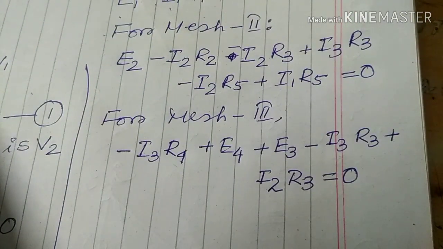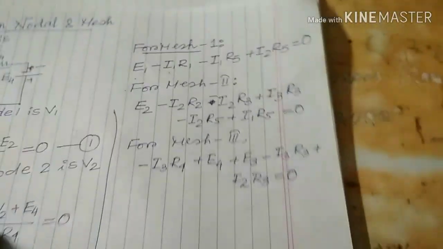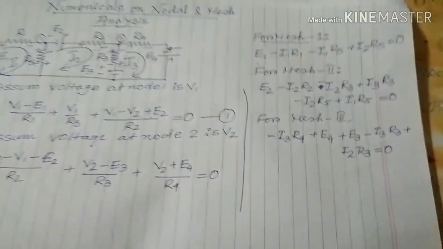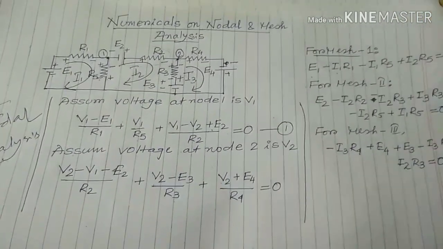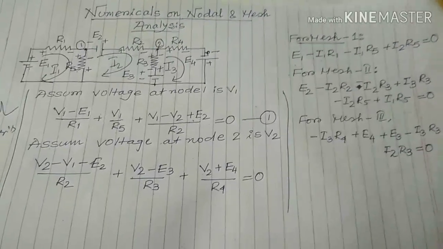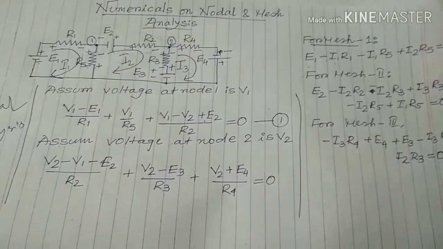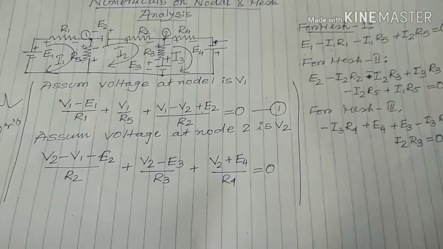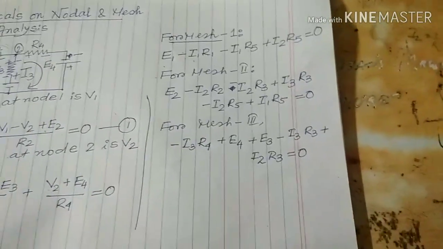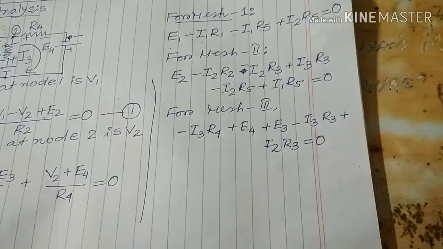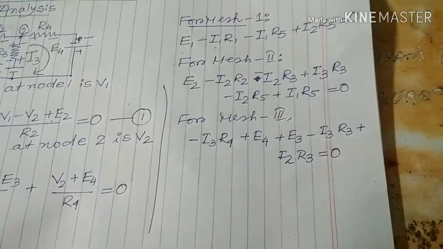So this is mesh analysis, and previously we saw nodal analysis, which for a circuit also finds the current. Nodal analysis is applied with the principle of KCL, and this is KVL. The main principle of mesh analysis is sigma IR equals sigma V.